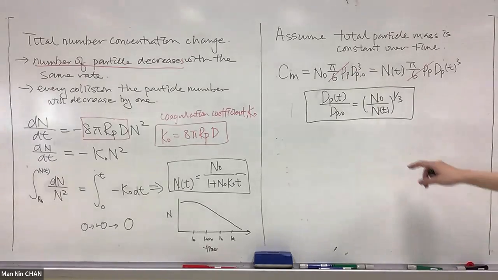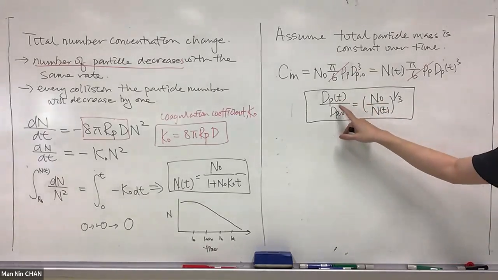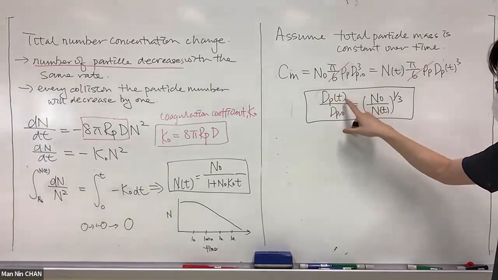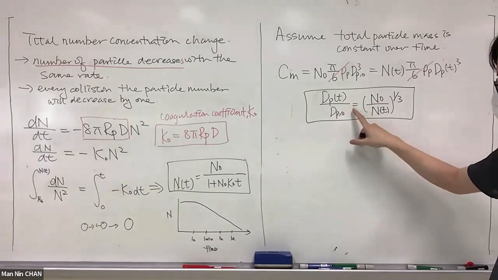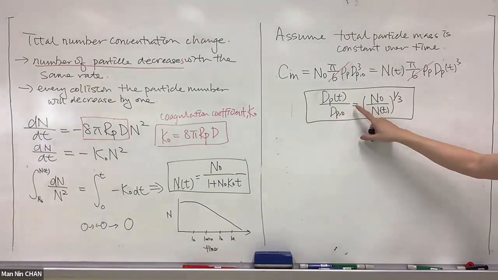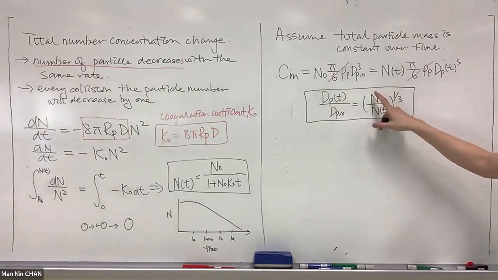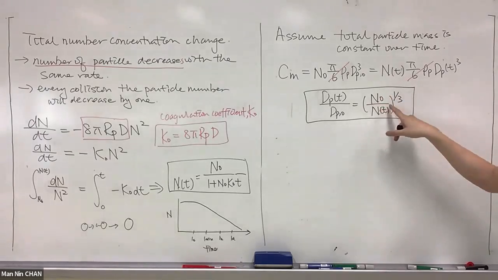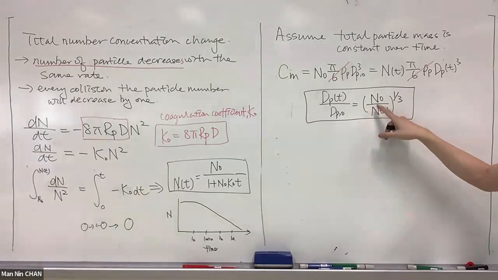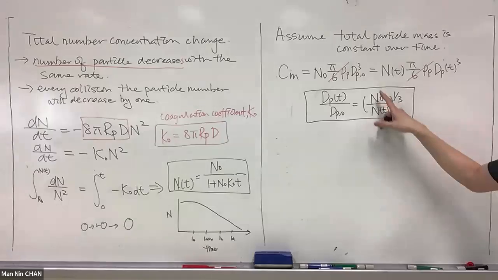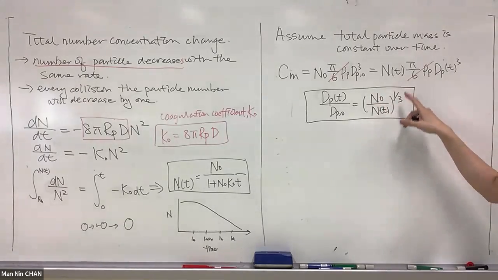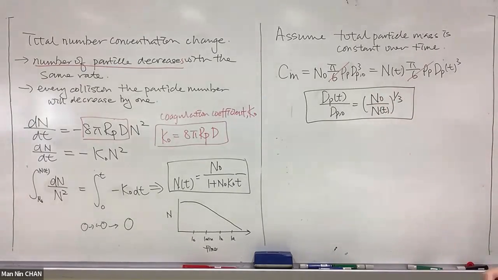So if I look at the ratio, say I want to look at the ratio of the particle size at a given time t to the initial particle size, then you will see that it will be equal to your initial particle number concentration divided by the number concentration of your particle, right? And then you take the power of 1 over 3, right? So this is how we related them here.